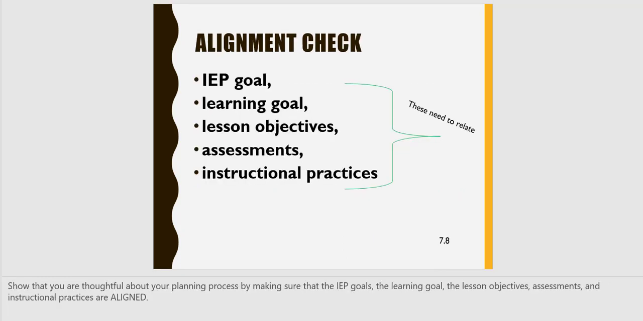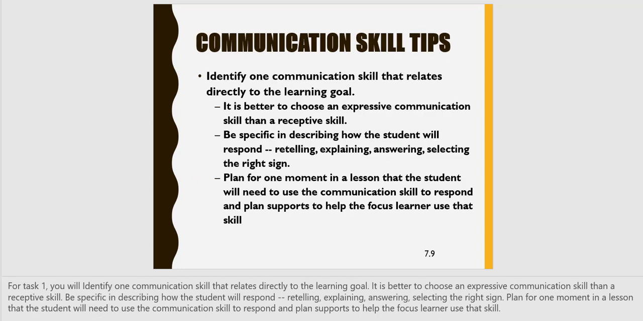We need alignment. Thoughtful planning to ensure this alignment happens should consider the IEP goal, the learning goal, the lesson objectives, the assessments, and our instructional practices. We're going to plan supports so that the student can reasonably achieve that learning goal by the end of 3 to 5 lessons. We also need to think through what kind of language demands or communication demands are included in our lesson so that the student can successfully participate and demonstrate learning.